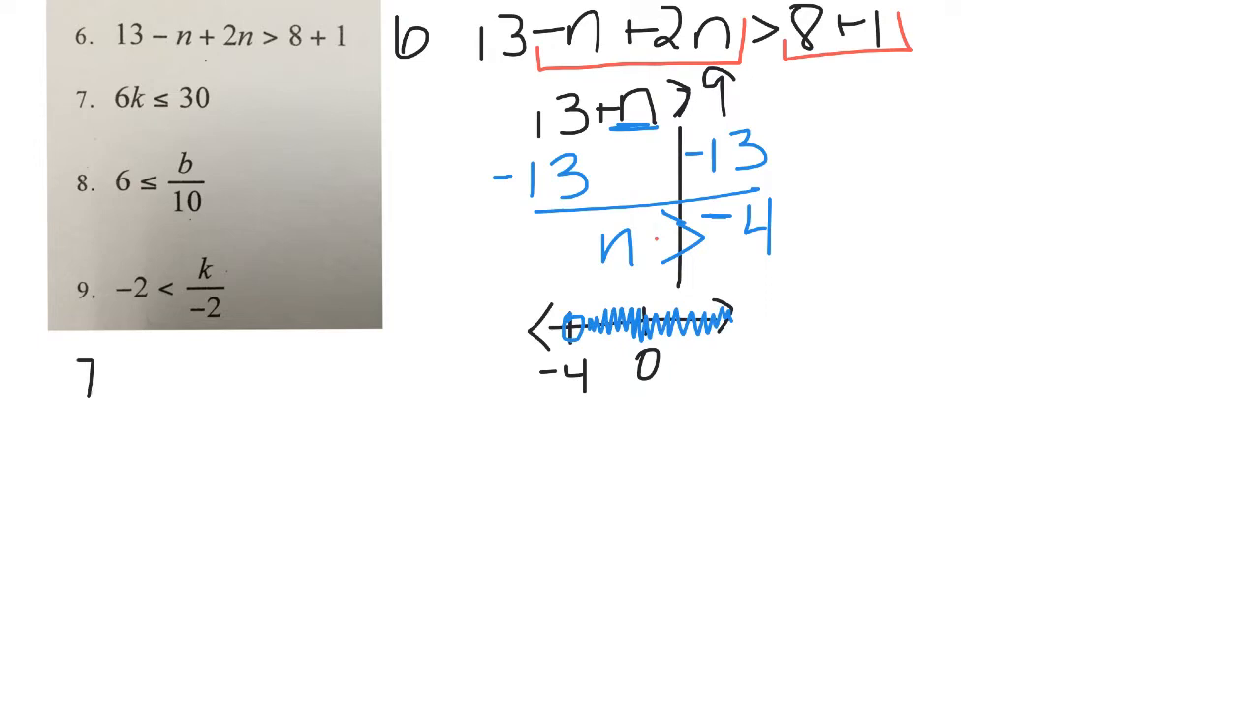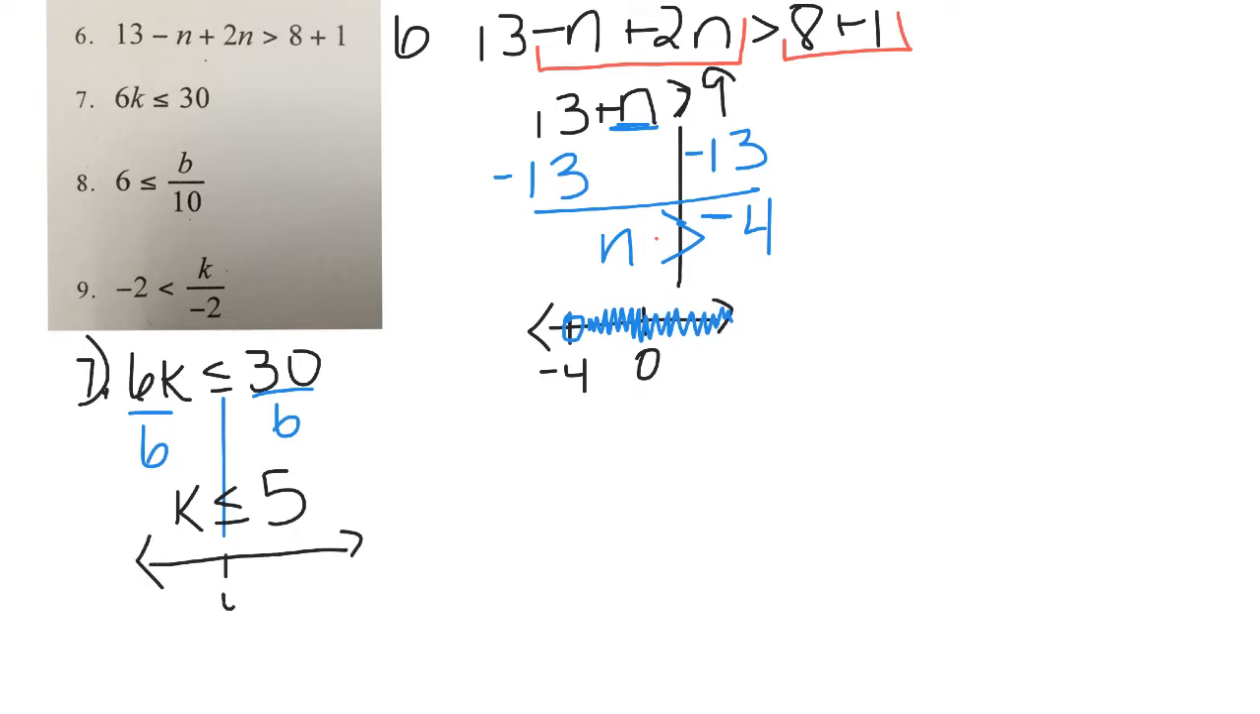Number 7. 6k is less than or equal to 30. So that's 6 times k. The opposite operation there is divide, so we'll divide by 6. And I'm dividing by the positive 6, so my sign's going to stay the same. K less than or equal to 5.